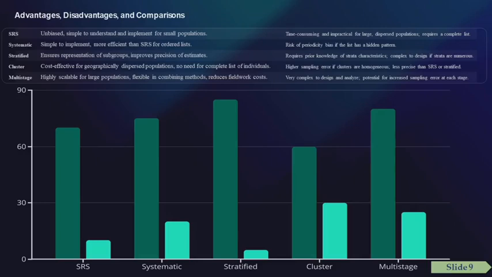For comprehensive understanding of these advantages and disadvantages, the bar charts rate them on a scale. For example, simple random sampling, high at 70, systematic at 80, stratified at 90, cluster at 60, and multi-stage at 80. It is understandable that the dark green bar represents advantages while the lighter green bar represents disadvantages. This visual helps compare efficiency and risks at a glance.